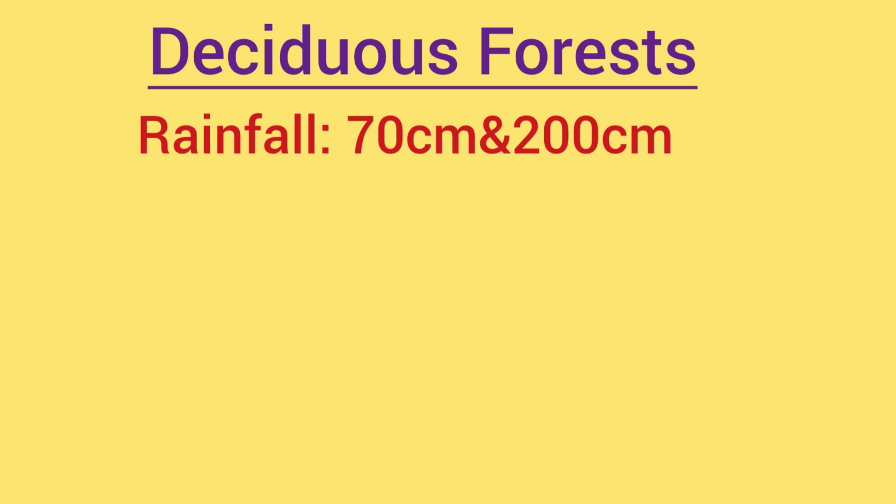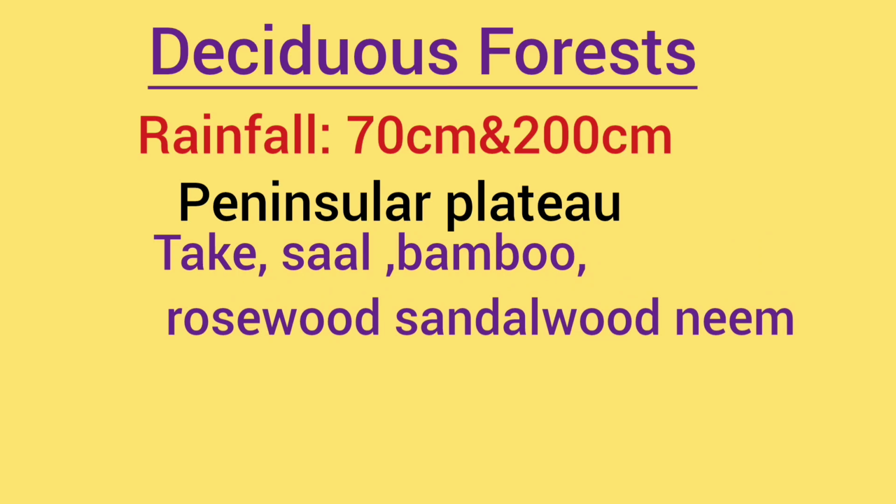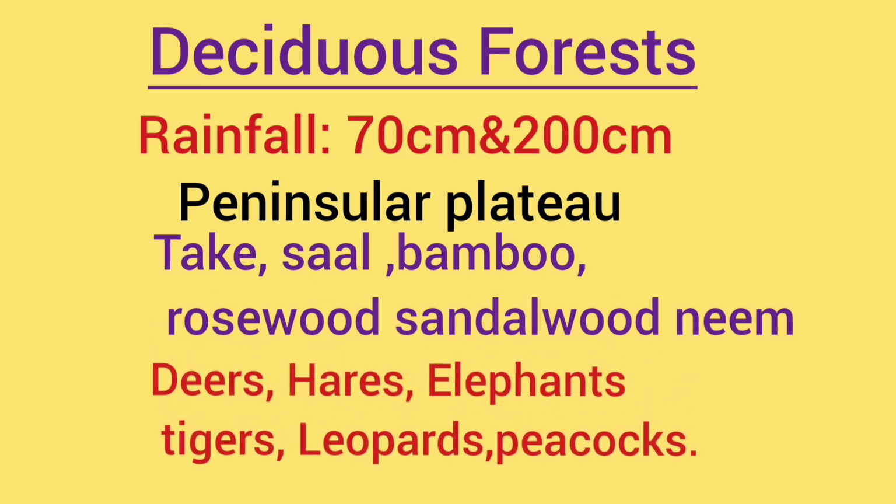Second one is deciduous forests. These types of forests grow in areas with rainfall between 70 centimeters and 200 centimeters. These forests are located in the peninsular plateau. We can see natural vegetation like teak, sal, bamboo, rosewood, sandalwood, and neem. Fauna or animals: deer, hares, elephants, tigers, leopards, peacocks, and several species of birds.